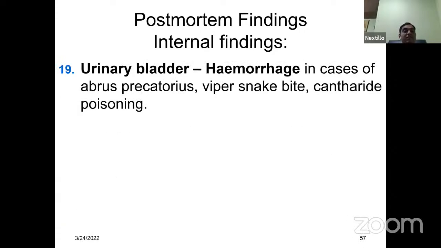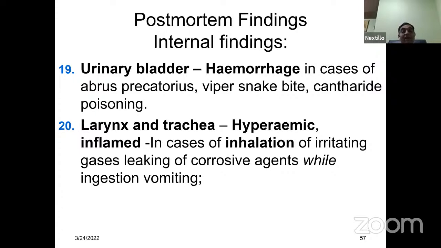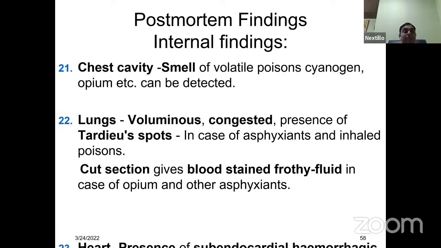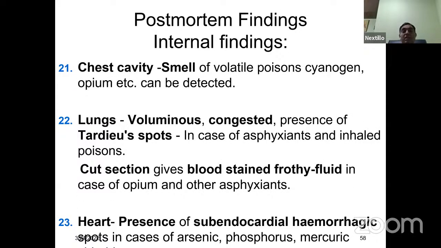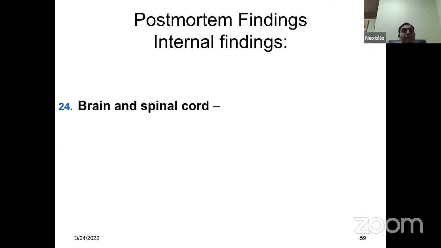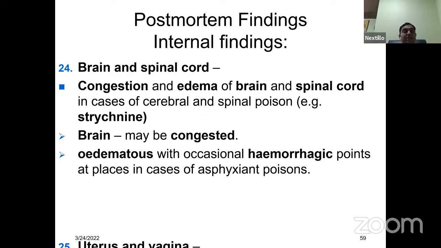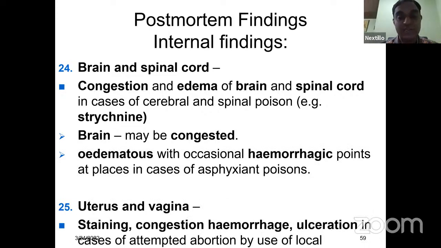Urinary bladder: hemorrhage in cases of Abrus, viper and cathartic poisoning. The larynx and trachea may show hyperemia and inflammation in case of inhalation of irritating gases, or ingestion of corrosive agents and vomiting. The throat, trachea and larynx are affected in organophosphorus poisoning. In the chest cavity, we also have to see whether the lungs are vomitus-stained or congested, and the heart similarly. The brain and spinal cord may show congestion and edema. The uterus and vagina may show staining, congestion, hemorrhage or ulcerations.